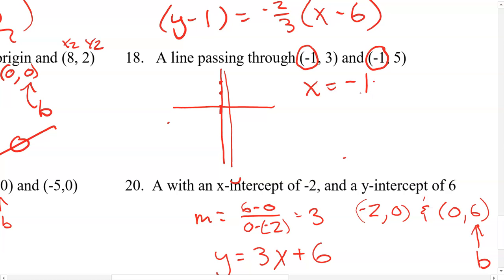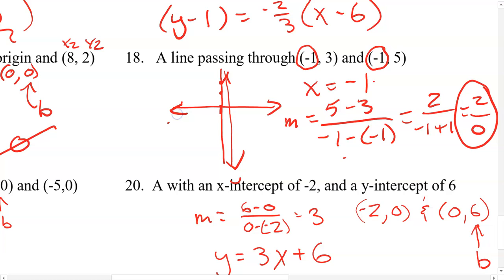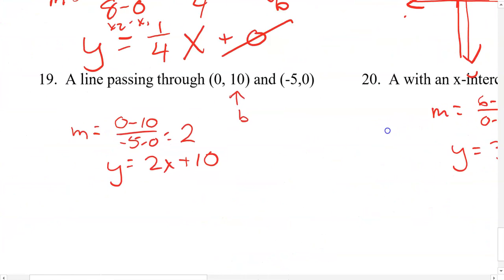The other approach would be to go ahead and calculate my slope, which will be y2 minus y1 divided by x2 minus x1. But here we see -1 minus -1 is the same as saying -1 plus 1, which is 0. So here our slope is undefined, which also goes along with our graph. It is a vertical line at x equals -1.